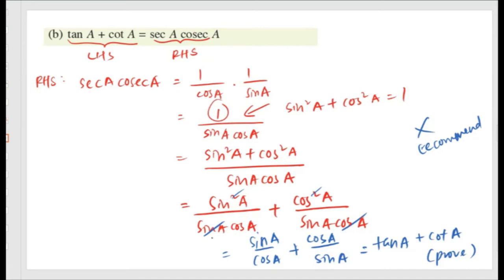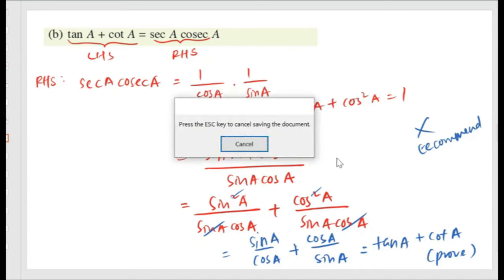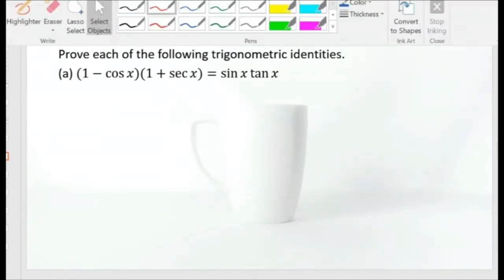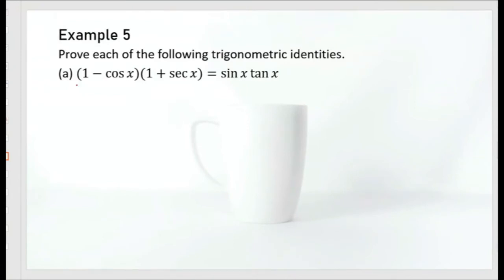Okay, so now we continue our discussion. I will discuss a few more questions. I'll let you look at extra example 5. Prove each of the following trigonometric identities. Left hand side, right hand side. So how are you going to prove? Left to right or right to left?